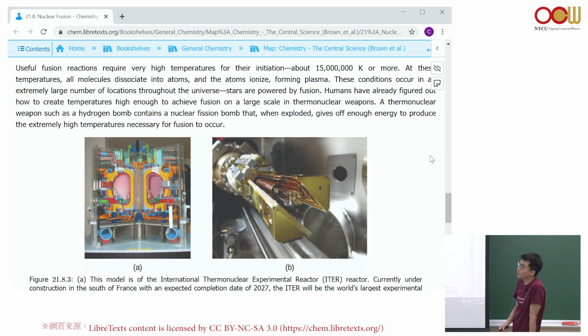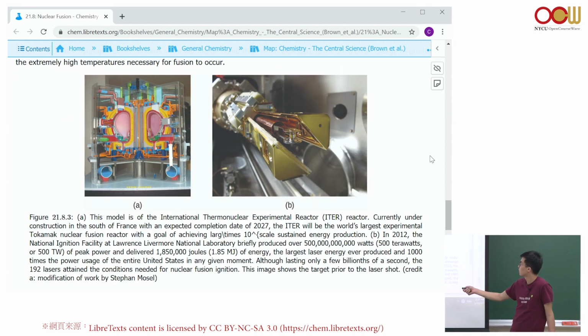For the thermonuclear weapon, this process is possible. But again, like I said, the bomb is an uncontrolled process. The hydrogen bomb gives off enough energy that it can reach a very high temperature so you can render the fusion process possible. And like I said, right now people are still building the infrastructure that is required to study such a process.